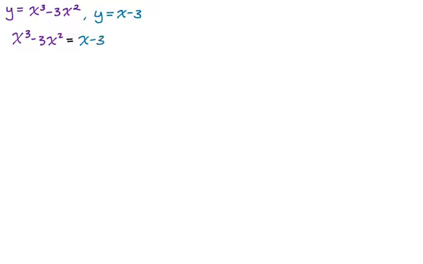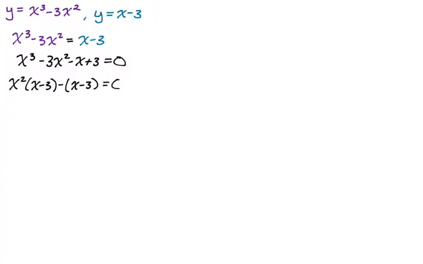So we have this. I'm going to move everything to one side. So I get x cubed minus 3x squared minus x plus 3 equals 0. I can factor this by grouping. So I'm going to take an x squared out of the first two things. I'm going to take a negative 1 out of the second two things. And then I can take an x minus 3 out of both of these things. When I get here, and then x squared minus 1 factors.